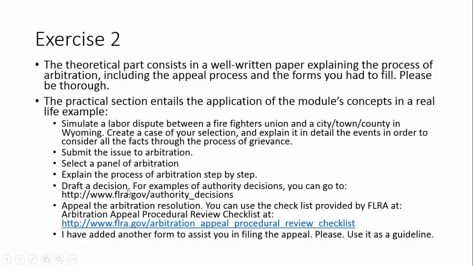Next, draft a decision. In this link, you can find some examples of authority decisions that you can use to design the decision of the final arbitration. Next, the second procedure starts. Appeal the arbitration resolution. If you go to this website, you can see a checklist provided by the Federal Labor Relations Authority in regards to all the information needed for this appeal. I have also added another form in a Word format to help you to file your appeal.